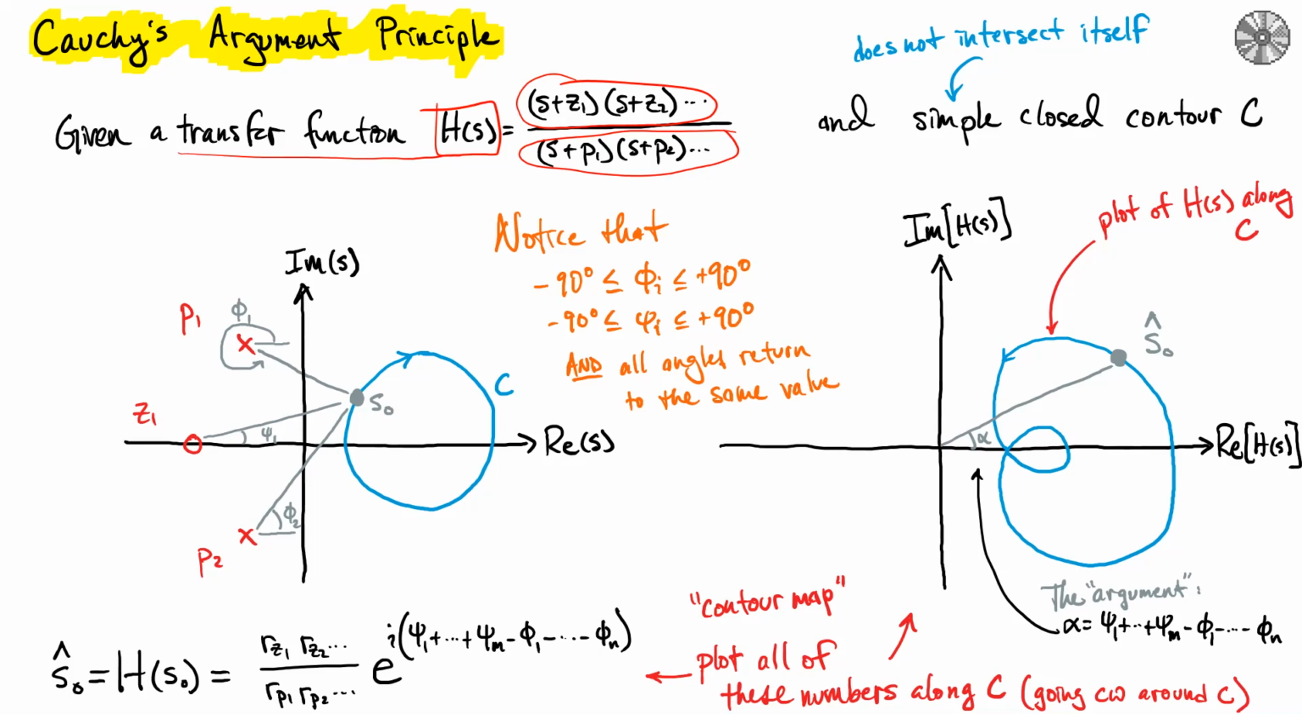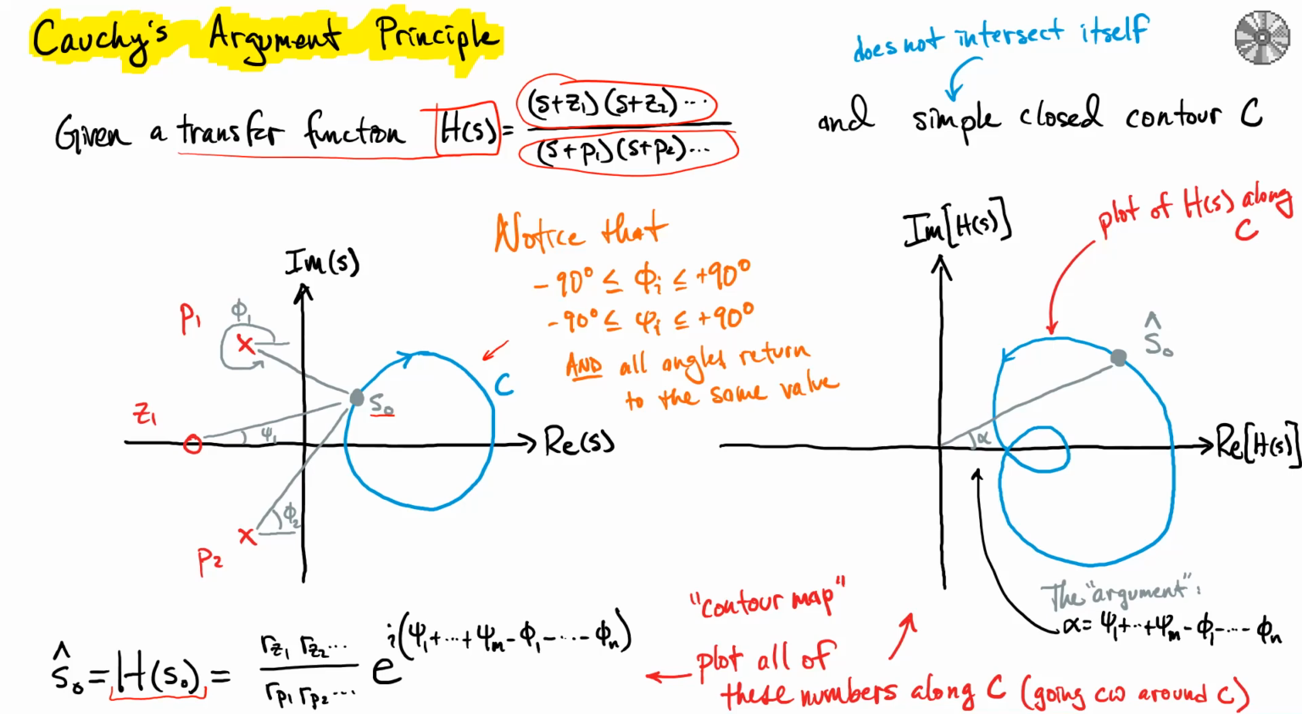We're going to create a contour C, this contour right here, that is simple and closed. Simple just means that it doesn't intersect itself. And we're going to place this contour in the right half plane. If all of our poles and zeros are in the left half plane, then we're going to observe the angles of the resulting motion as a test point S0 tracks along this contour C. Another way of expressing this is to write the transfer function evaluated at S0.